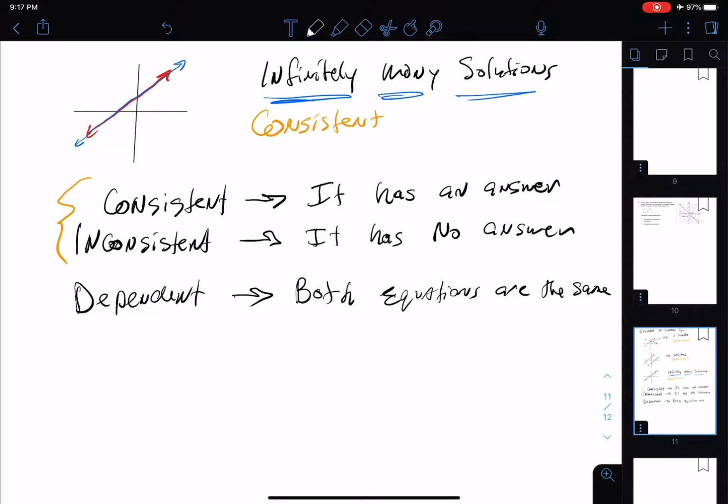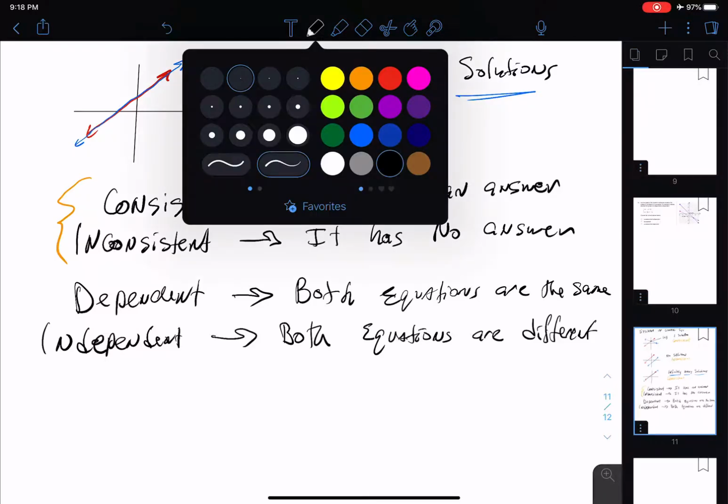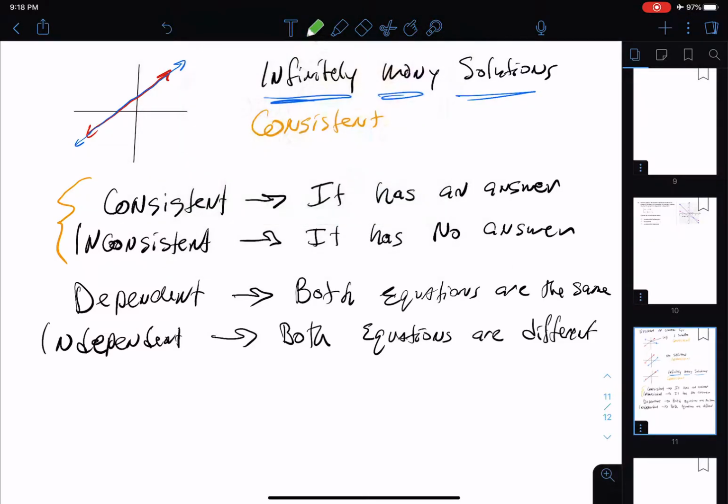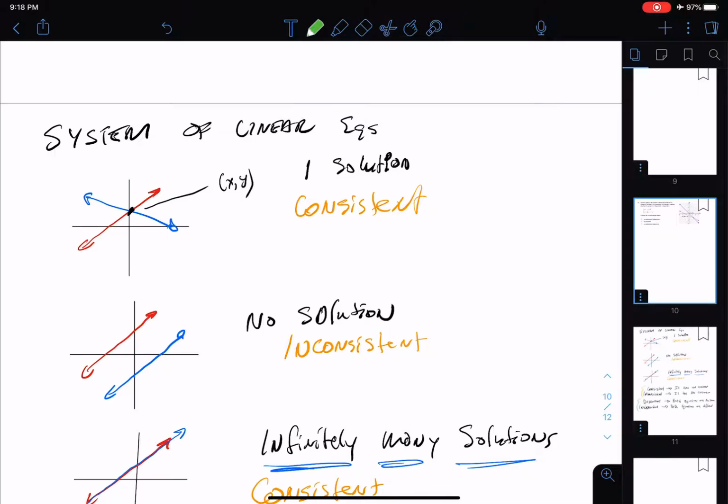So both equations are the same, and independent, both equations are different. Okay, so let's go ahead and write that part up in green. So if I'm going to do the dependent-independent part, I go back here. This system is consistent, and there's two different equations, so they're independent.